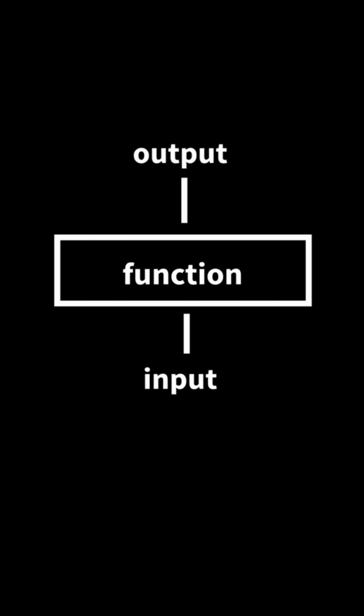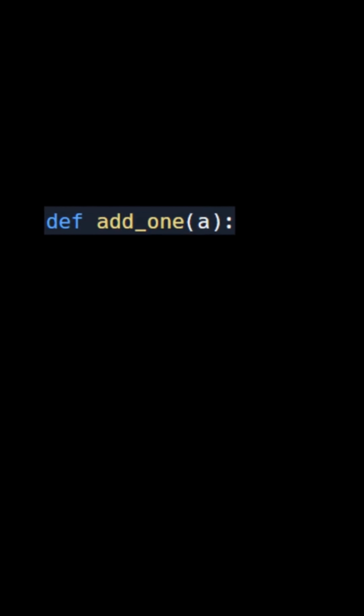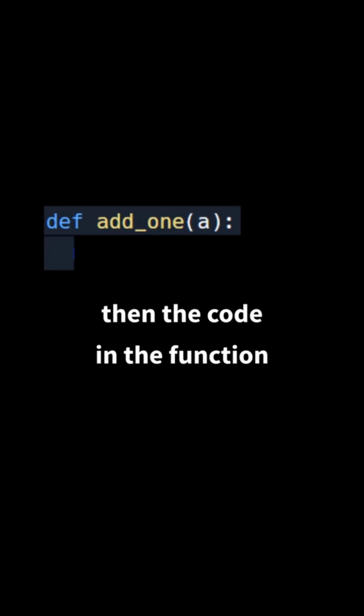Programming for Beginners, Part 4, functions. Every function has input, output, for example, add 1. This function adds 1. In Python, all functions are written exactly like this. Def. It's short for define, space, name of the function, parentheses, input, colon, new line, tab. Then the code in the function, which can be anything.